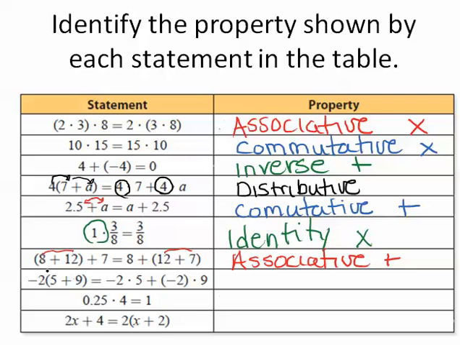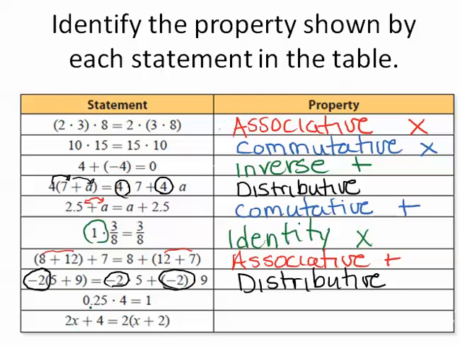Okay, the next one. Negative 2. What's the negative 2 doing? Oh, look at that. Everybody gets the windsock. Everybody's getting the paper. So this has to be the distributive property. This is usually the easiest one to see.